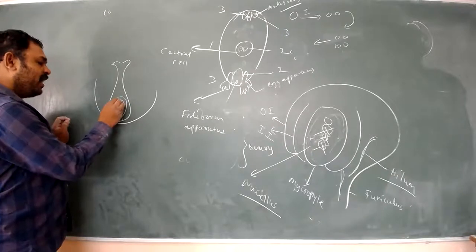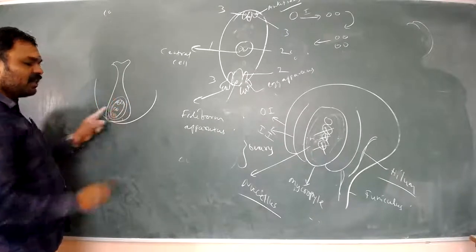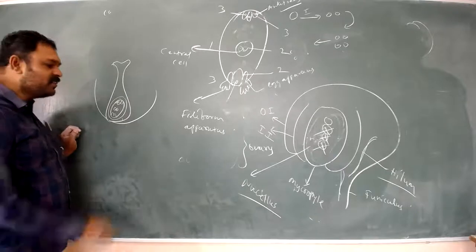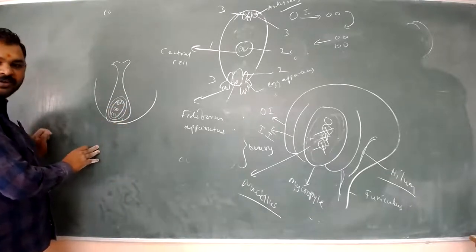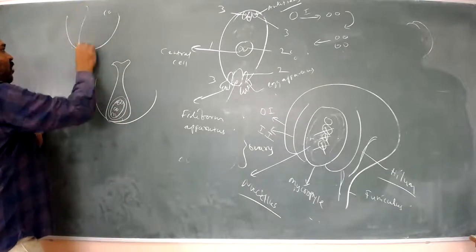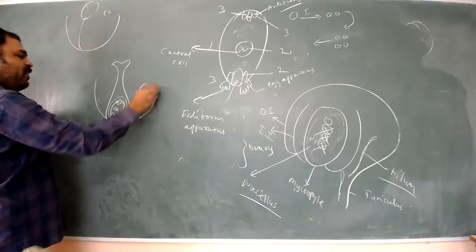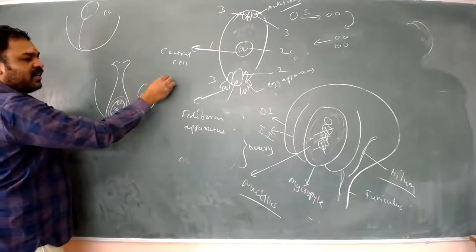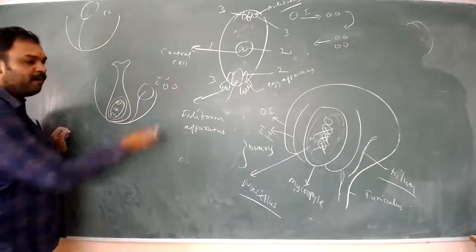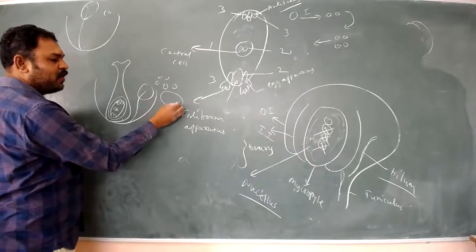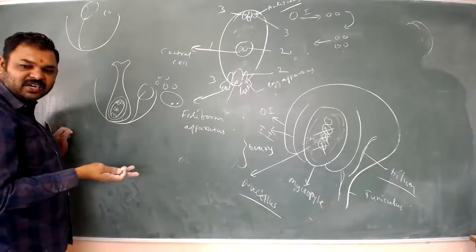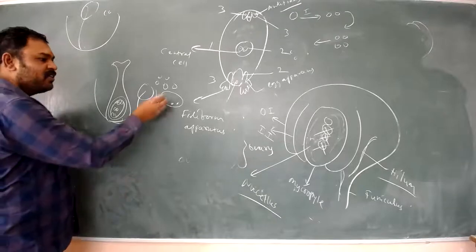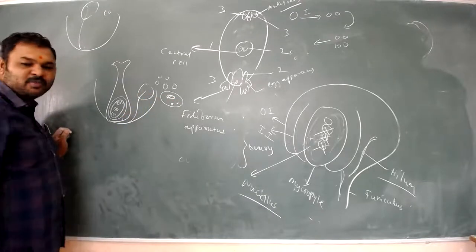Egg is there and antipodals are there. This is the central cell. Like this configuration, it is a flower. But in another plant, or maybe the same plant, what are coming outside here? Pollen grains are coming. In the pollen grains, what would be there? Two cell stage or three cell stage. One vegetative cell, and another one is the generative cell.